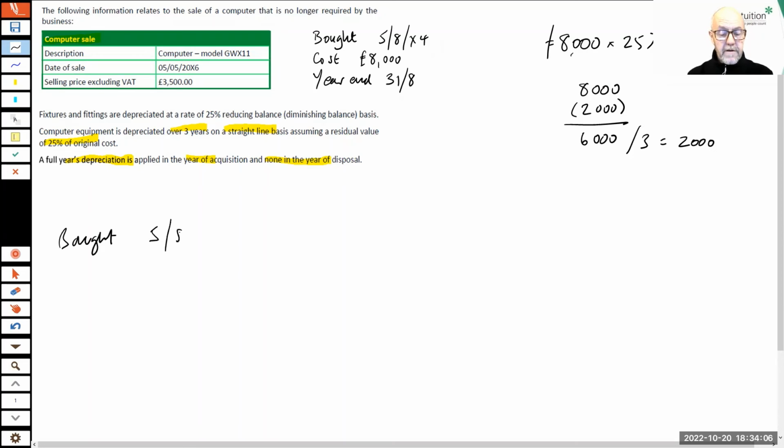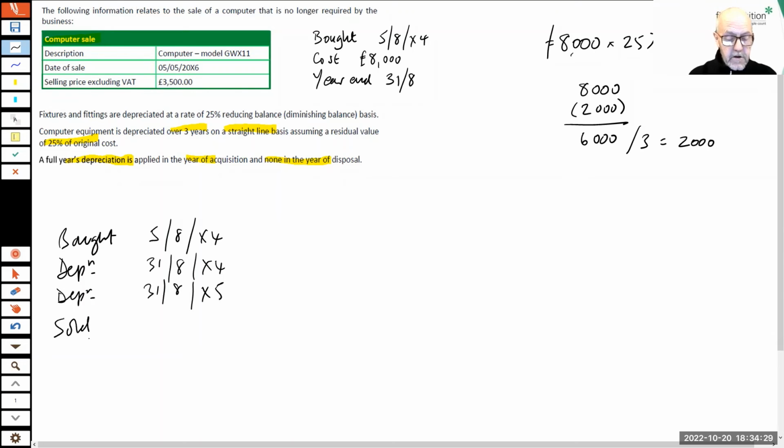It was bought 5th of August X4. There will then be depreciation on the 31st of August X4. Sold it in X6, there's going to be another year's depreciation, 31st of August X5, and then it is sold on the 5th of the 5th X6. So we've just got 2 lots of depreciation charged.